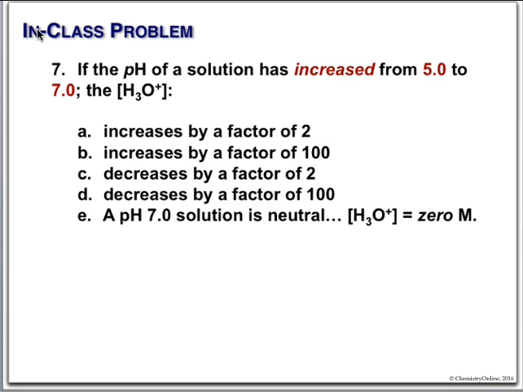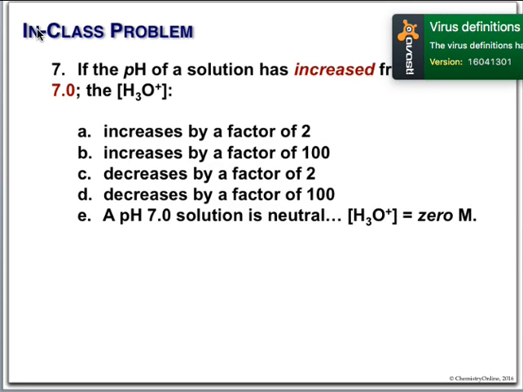All right, a pH problem. We have a solution that has a pH of 5, and we're raising it to 7. What happens to hydronium ion concentration? It increases by a factor of 2, by a factor of 100, decreases by 2, decreases by 100. This one, of course, is silly.